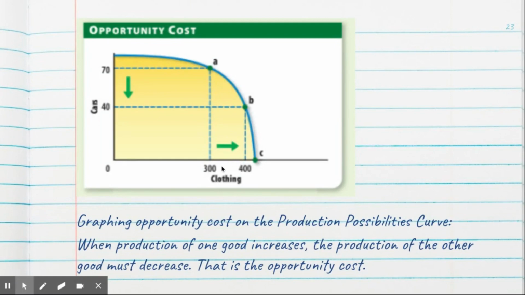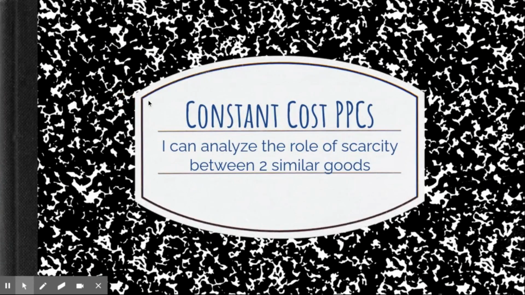You see, when we moved from 300 to 400 pieces of clothing, we had to decrease the number of cars we made by 30. Yeah, my math's right. I had to check it. By 30, okay? All right, so let's dive in. I told you we were going to have two types of production possibility curves. And today we're diving into one of them, constant cost PPCs.